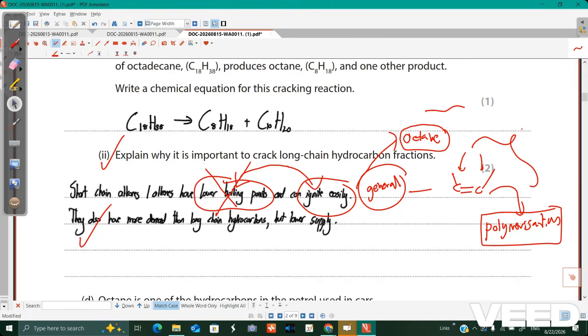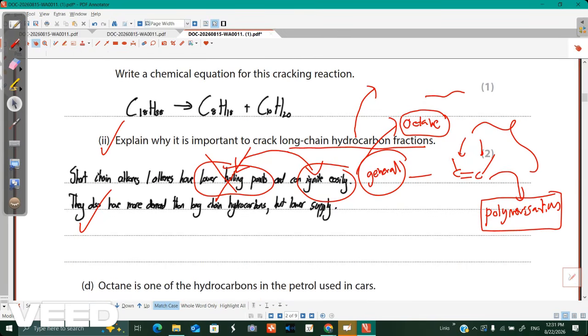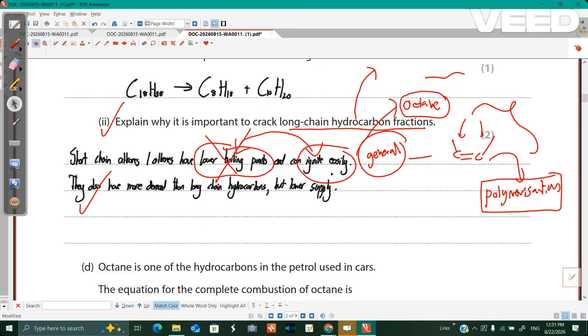So always try to write a general point, because they are asking for the general answer. They are not only asking about having a high octane count. They are not asking anything like that. So your answer must be general, right? Okay. There are many applications, like you can do polymerization, halogenation, since these are unsaturated hydrocarbons. So you are getting only 1 mark there.